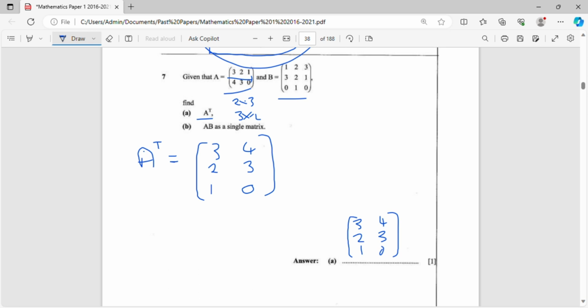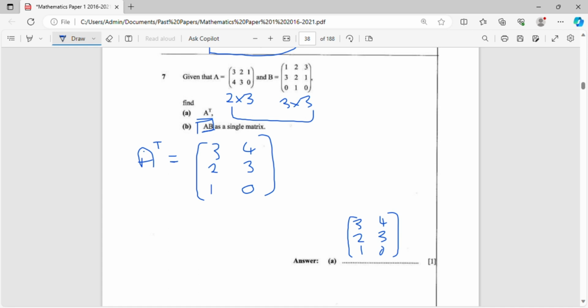The second question, part B, says AB as a single matrix. So in short, they're telling us to multiply matrix A and matrix B. For matrices to be qualified to multiply, the number of columns of the first matrix must be equal to the number of rows of the second matrix. There are 3 columns in the first matrix and 3 rows in the second matrix, so you can multiply these matrices. This is a 2 by 3 matrix because it has 2 rows and 3 columns, and this is a 3 by 3 matrix. So our final answer should be a 2 by 3 matrix.